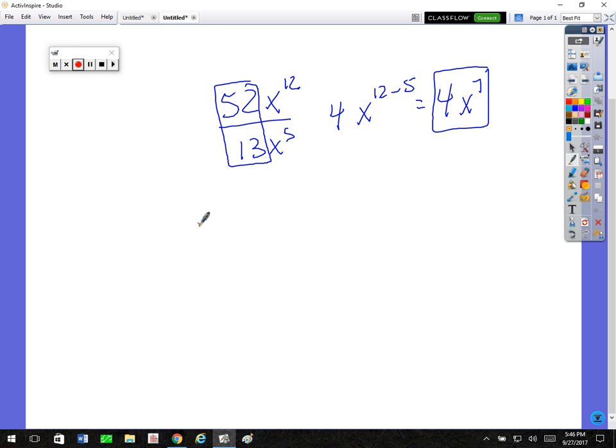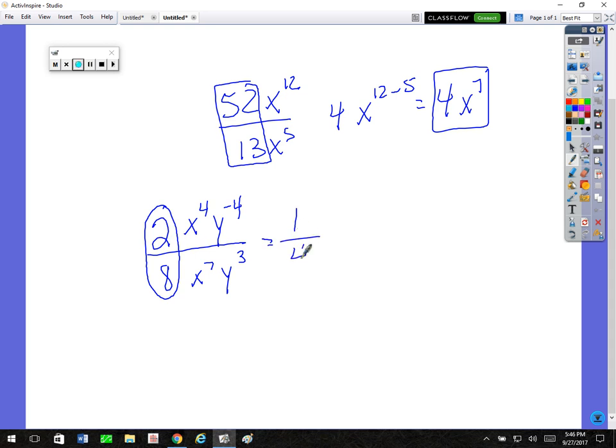All right, let's try this guy right here. What if I try? Let's do one more with these negatives. Let's see what we got. We have 2x to the fourth, y to the negative fourth, divided by 8, x to the seventh, y to the third. Well, I see my coefficients. Remember, this is a fraction. We want to reduce this. Okay, this says 2 divided by 8, not 8 divided by 2. So if I reduce that fraction, it's going to reduce to 1 over 4.